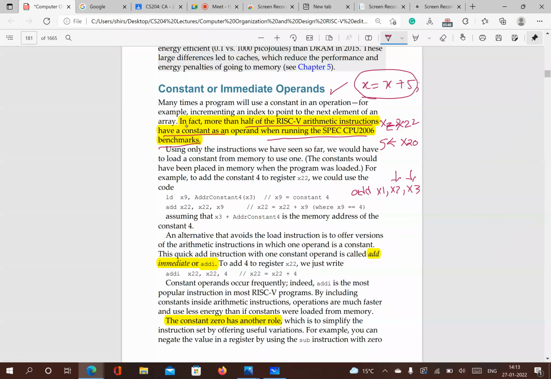For example, you can see they assume the second case here. Suppose that the compiler will store the constant in memory, and this load instruction is loading the constant from memory and storing it in the x9 register, and then we are performing the addition, assuming that the x variable is assigned to x22, as I have mentioned here. So these are the alternatives, but they are not very effective or efficient.